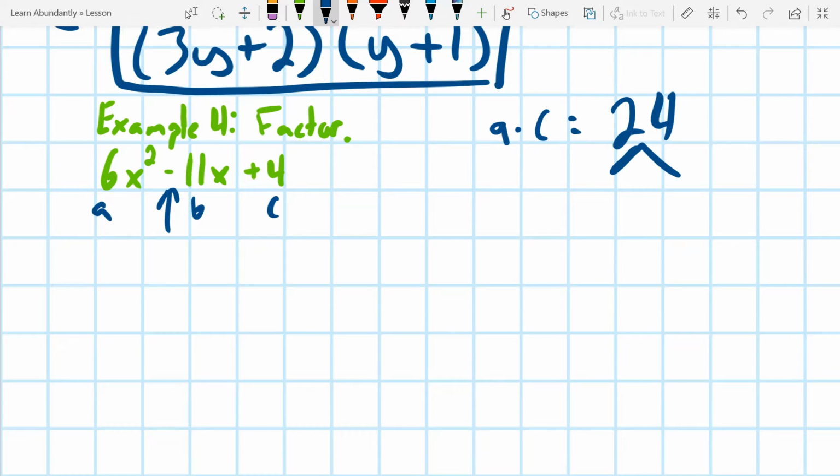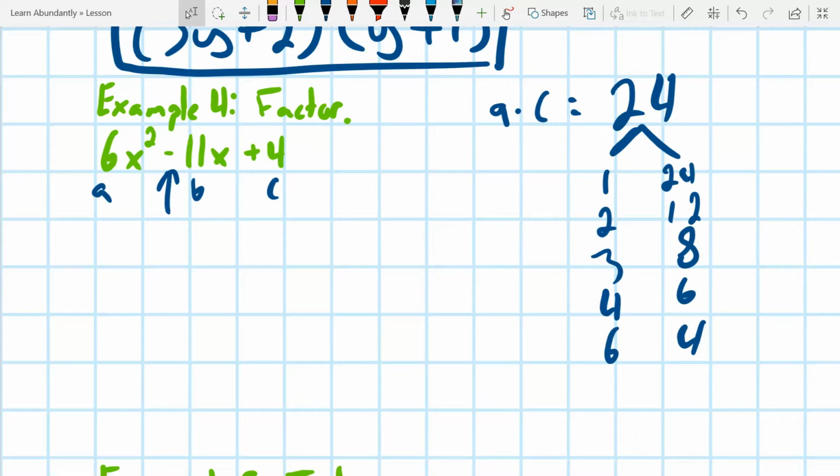24 has a lot of factor pairs, so I'm going to write them all. I'm going to go 1 and 24. And I'm going to do 2 and 12. And 3, and what is 3? That's 8. And 4 is 6. And 5 doesn't work. And 6 is back to 4. And you see that I'd start repeating here. And I'd go 6 to 4. And then 8 to 3. And then 12 to 2. And 24 to 1.